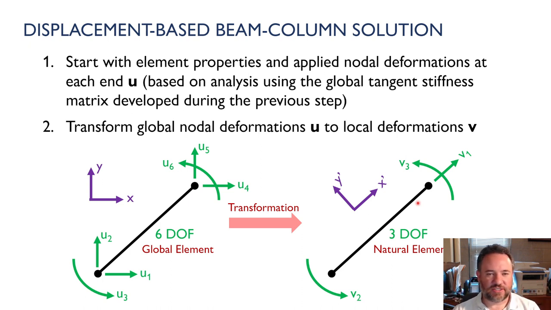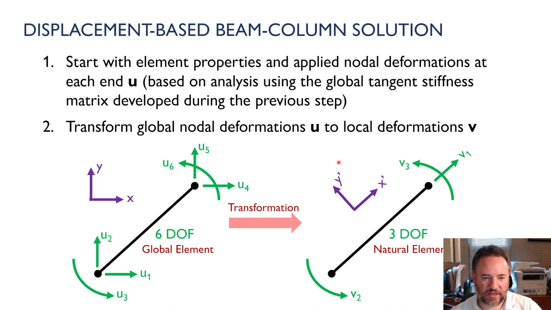Okay, so the first thing it does, start with the element properties and apply nodal deformations at each end, so it has the deformations, based on the analysis using the global tangent stiffness developed during the previous step. So OpenSees uses the global tangent stiffness matrix from the previous time step, and it calculates the new deformations and gives those to the element.